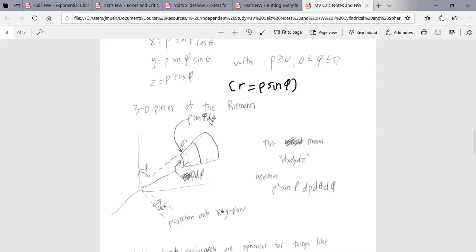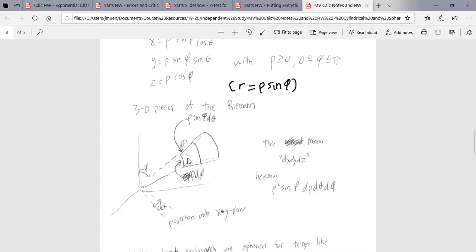This is our shape. Assume it's very, very magnified. The angle that this shape takes up when projected onto the XY plane, its angle is projected down here, and that angle is d theta. It's a small change in theta. That's very direct. There are no surprises here.